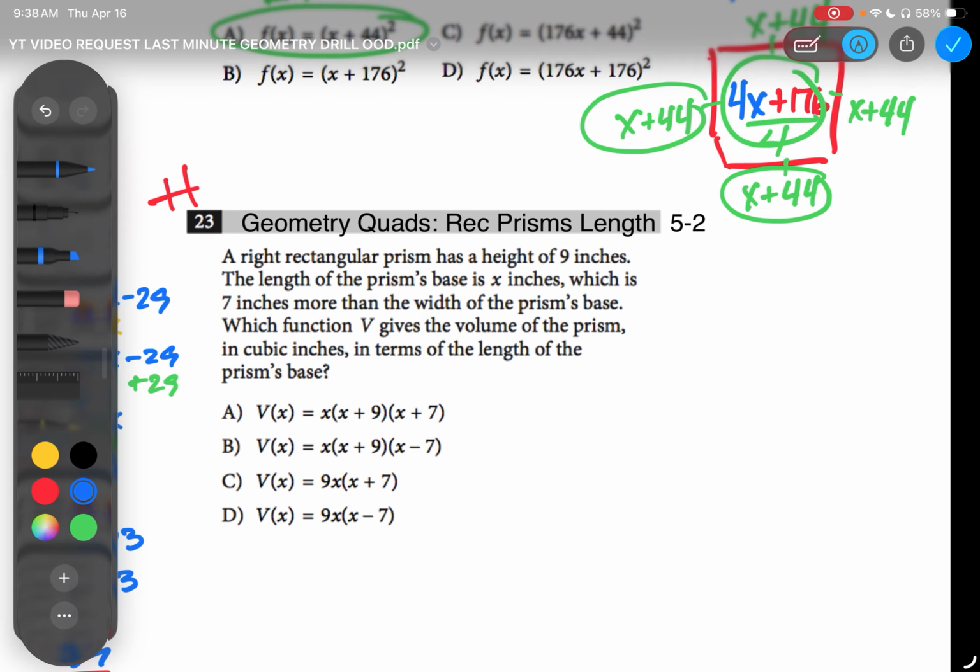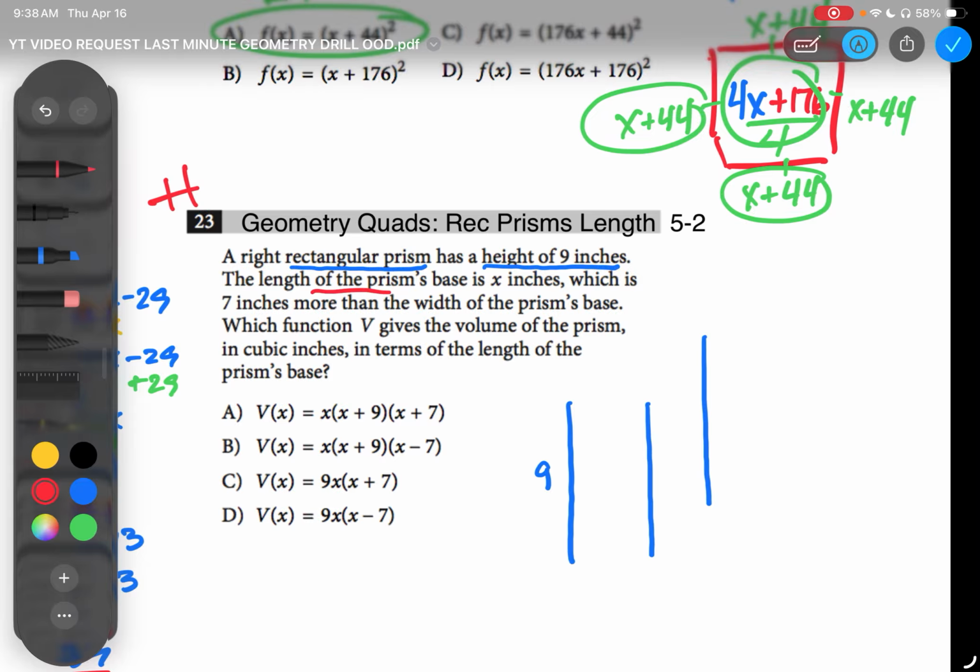Let's go into this. A right rectangular prism has a height of 9 inches. All right, I'm going to draw a rectangular prism, which is a 3D image. So if you're not good at drawing, this might be a disadvantage for you. So I'm going to put a measurement of 9 for the height here. Since it's a rectangular prism, I'm going to try and make it 3D. All right, okay. Let's read the rest of the question.